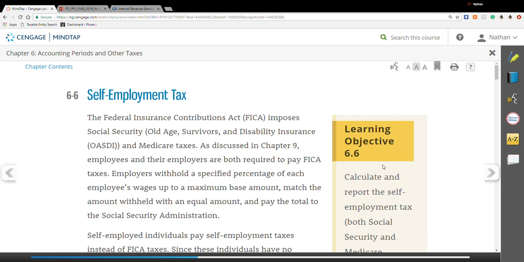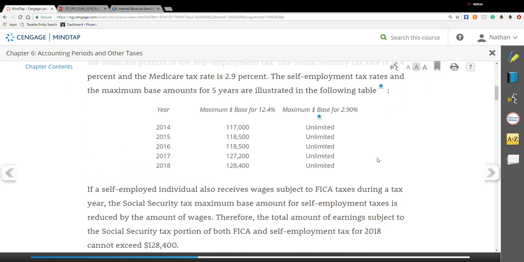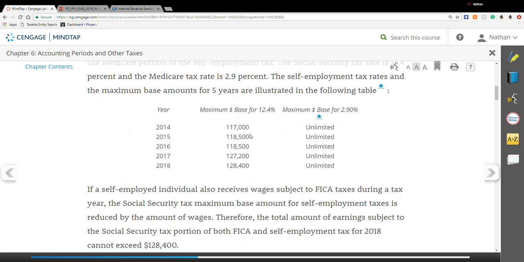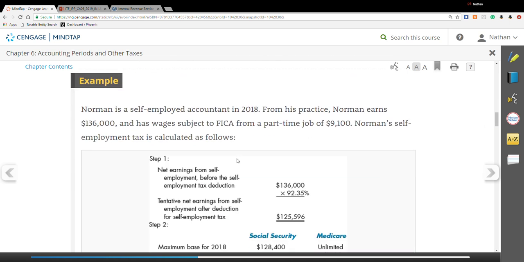Here's the tax rate for self-employment tax. This shows that throughout the years it does increase. So this is another thing to always look over, because as you see, the amount of Social Security wages that get taxed has increased. So again, self-employment.